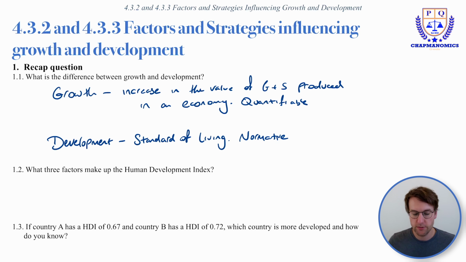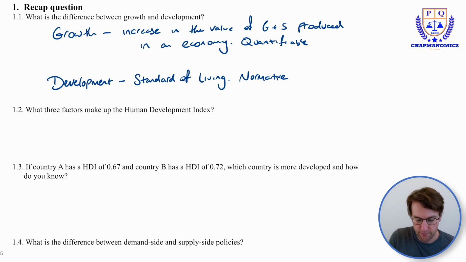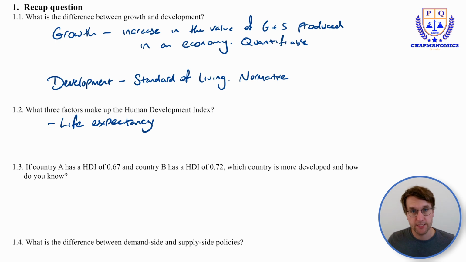So when it comes to development, there are a few ways in which we measure it. And the Edexcel specification in particular, there's a focus on the Human Development Index. And if you remember, the Human Development Index is made up of 3 factors. And the first of those factors is life expectancy. Is our first factor that makes up HDI.